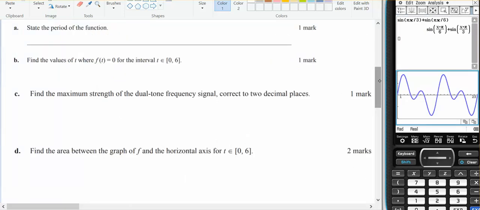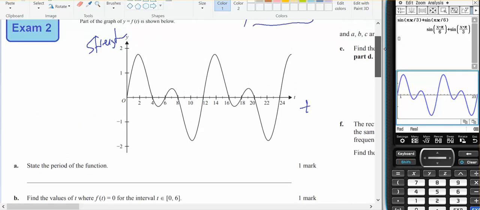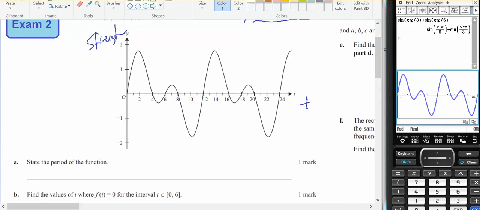Okay, find the period of the function. Well, it looks as if up to here is one cycle, and then that repeats itself up to there. So I'm comfortable to say that the period is 12.